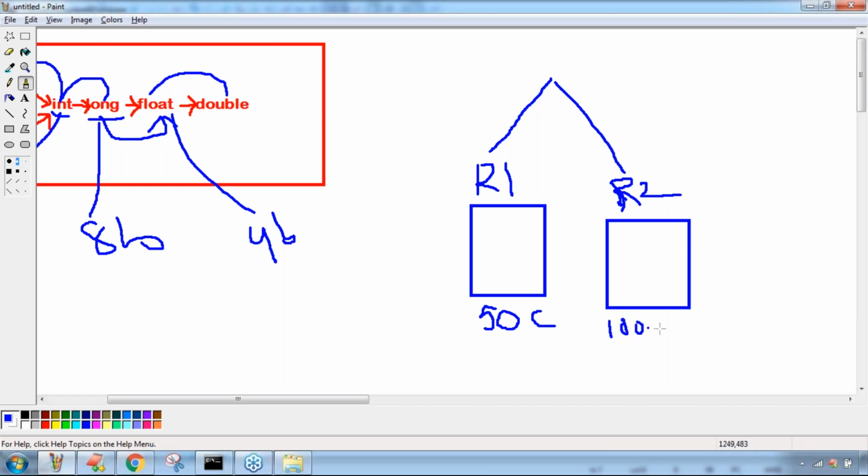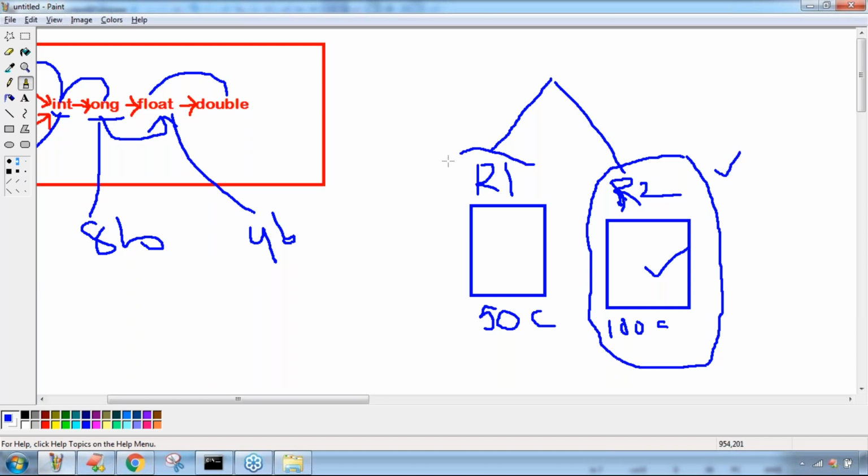Assume that in every chair, only one person is allowed to sit. Then how many students can be accommodated in this classroom? Sir, 100 chairs are there, and per chair only one student is allowed. So, 100. Perfect.